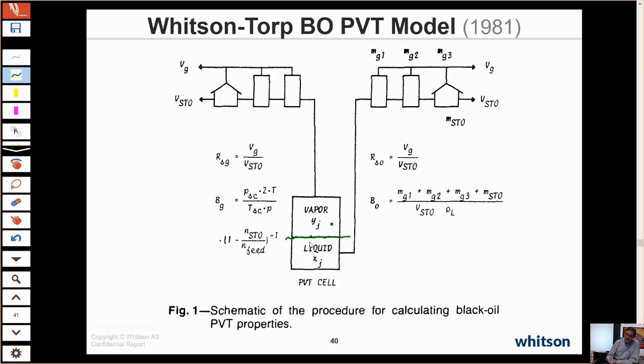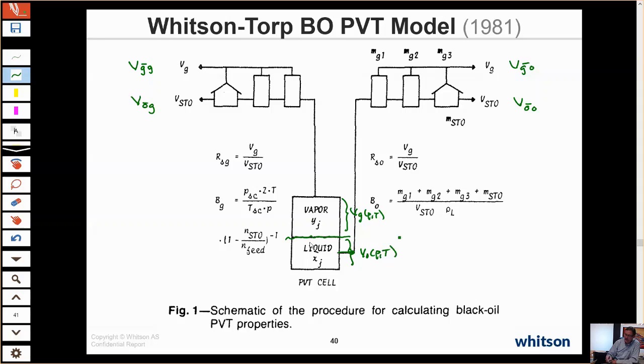You took this gas, its composition, put it through a process, and you got surface gas from reservoir gas and surface oil from reservoir oil. Different nomenclature back then. This is what we now call this. And then you took the oil phase out here, put it through the same process to get the surface gas from the oil and the surface oil from the oil. Okay, now we've got the volume here, pressure and temperature. You got the volume here, pressure and temperature.